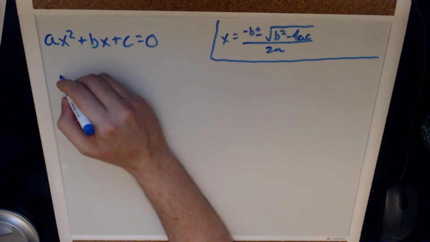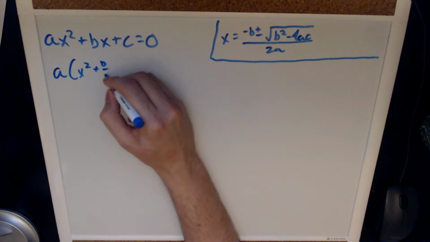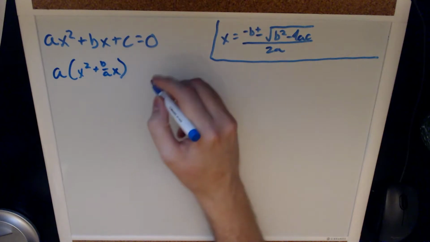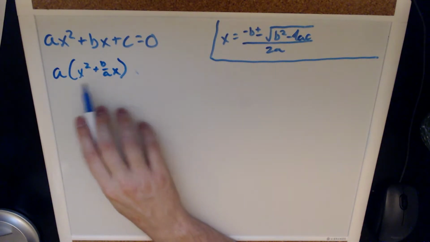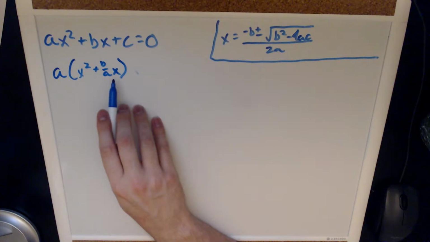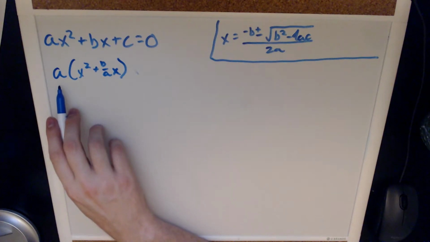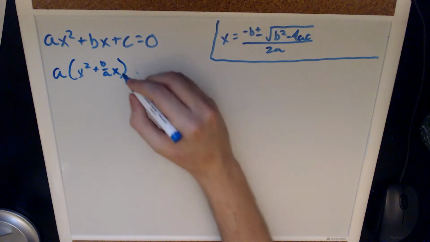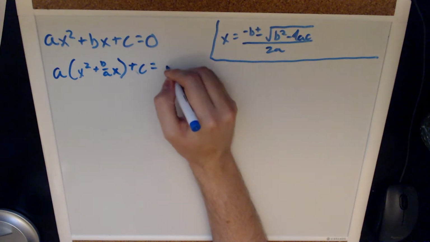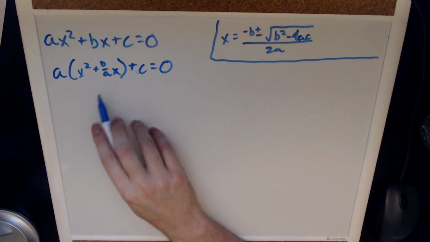This gives us a times the quantity x squared plus b over a x. Notice that this hasn't changed the value of these two terms. We've divided them both by a and multiplied them both by a, essentially multiplying them both by 1. We also bring down our c and set the right side of the equation to 0. Now we can complete the square of these two terms in the parentheses.